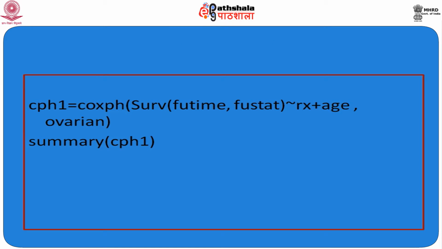This is the function used here in R to get the Cox proportional regression model. The function is called coxph, and since we have 2 variables that we mentioned in the earlier slide, that is FU time and FU stat, these are placed inside the parentheses with the function Surv. Both of these functions, coxph and Surv, are only applicable in the library called survival.